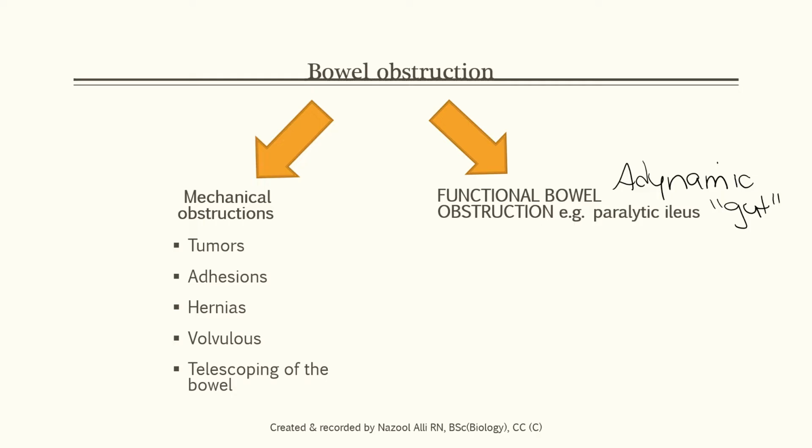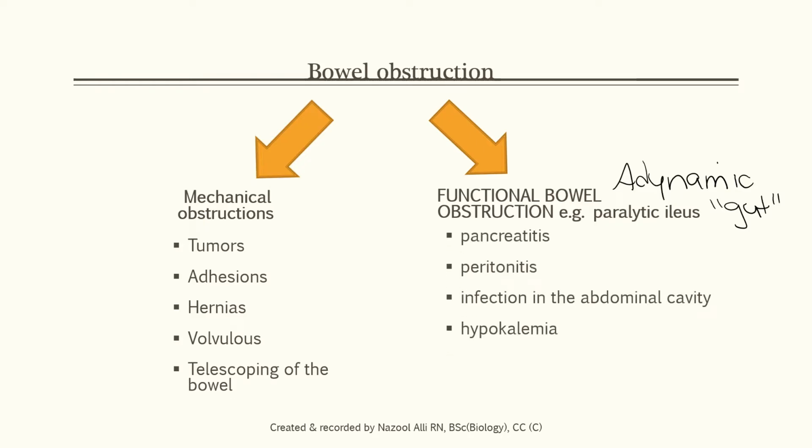So it could be a tumor that's present there, it could be an adhesion that's there, or the patient has a hernia and/or a volvulus, or the bowel is telescoping itself, that is causing that physical obstruction to occur. Now remember, with an adynamic ileus or non-mechanical, there is no physical obstruction within the GI tract, but rather there's a loss of peristalsis, not allowing for the contents to move through.